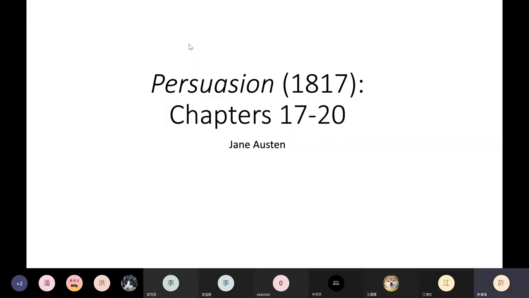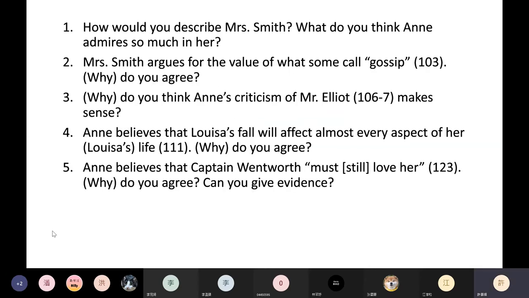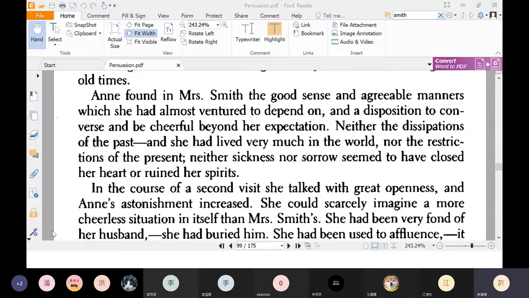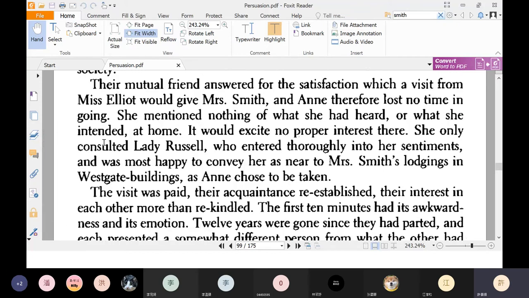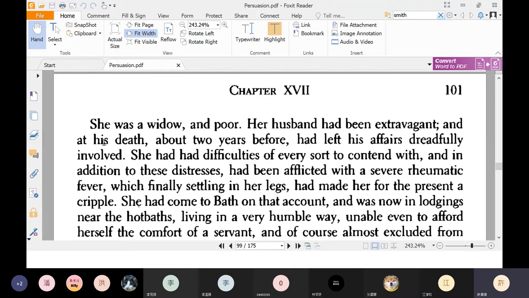Okay, so let's look at today's questions. Question one, how would you describe Mrs. Smith? What do you think Anne admires so much in her? So let's take a look at the novel's description of Mrs. Smith. This is on page 101.